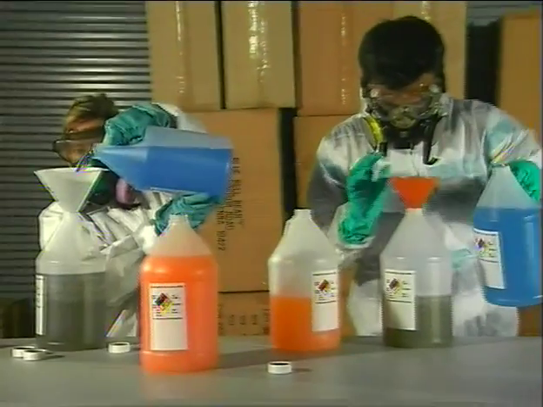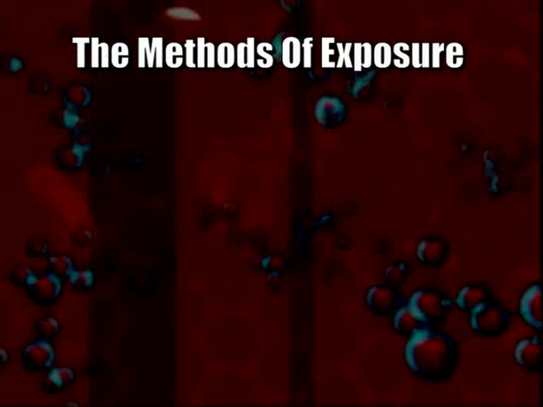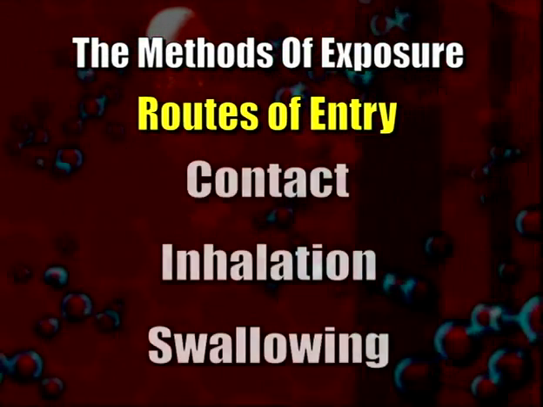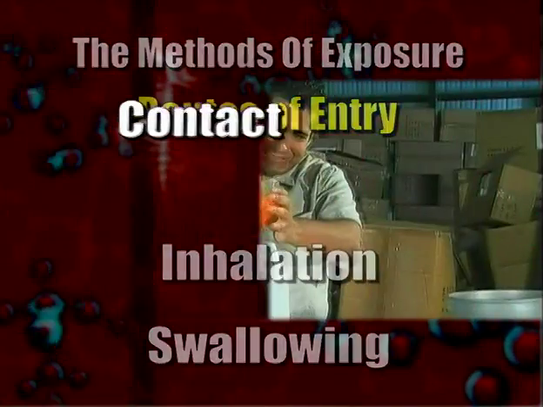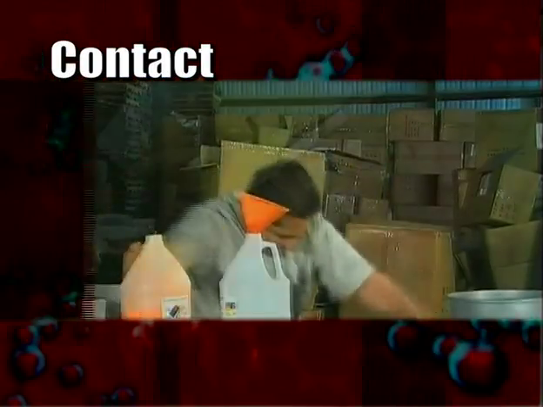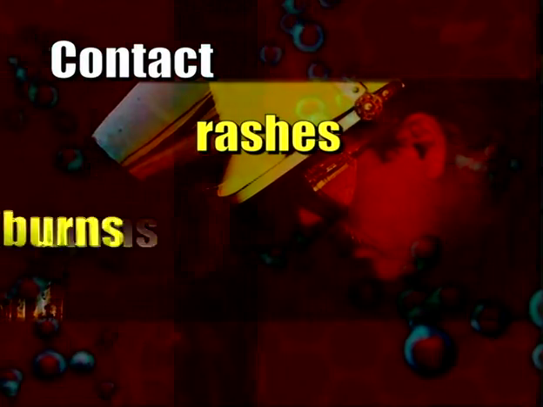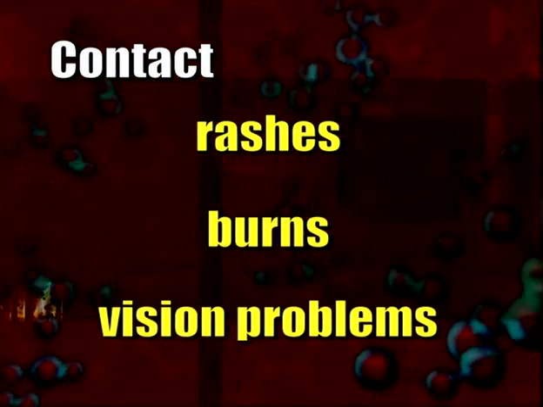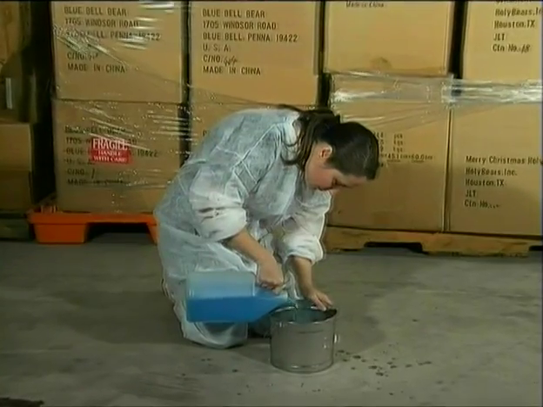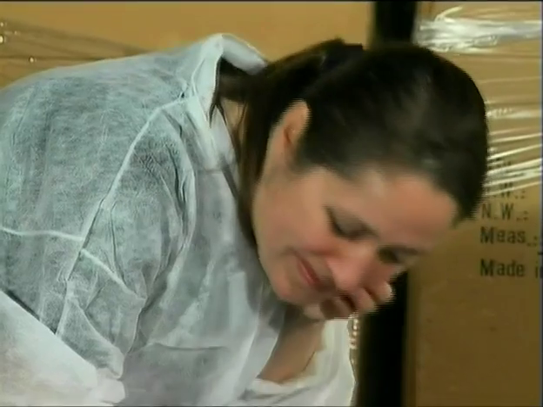Chemicals create health hazards when employees are exposed to them. The methods of exposure are called routes of entry. There are three primary routes. Contact with the skin or eyes. This is the most common route. Such contact can cause rashes and burns or vision problems. Some chemicals can enter the bloodstream through contact and can be very dangerous.